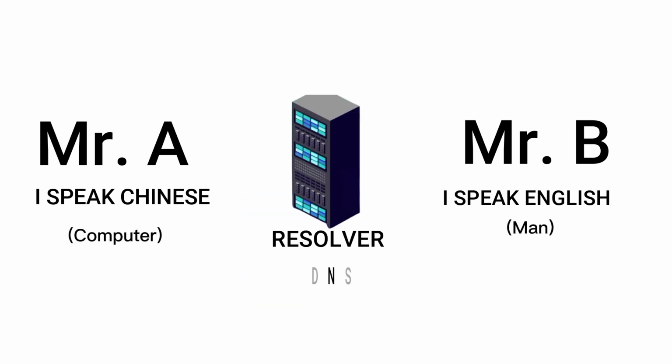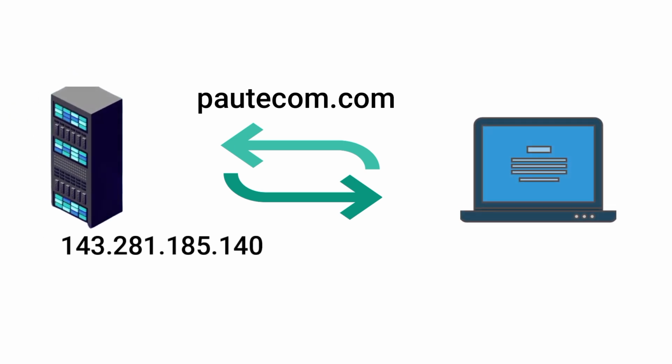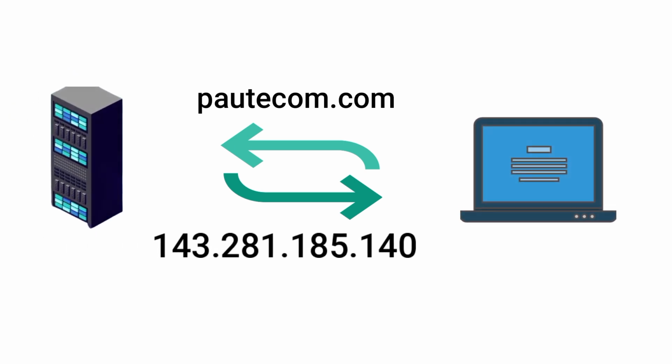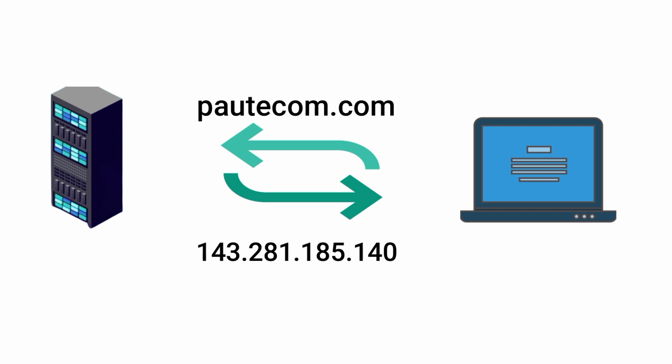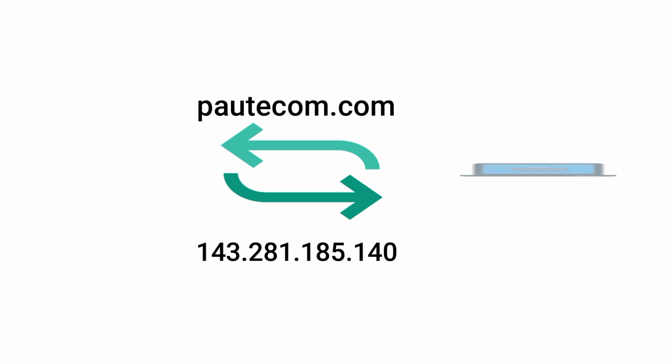So the DNS, let's take it for example, is the translator or interpreter between Mr. A and Mr. B, who hardly can understand each other. Okay, DNS is the key factor for how the internet works. Its primary job is to take the name of the website, let's say PauTECom.com, and translate it into an IP address, basically telling your computer which server to connect to in order to load the web page for you. So let's break this into details.